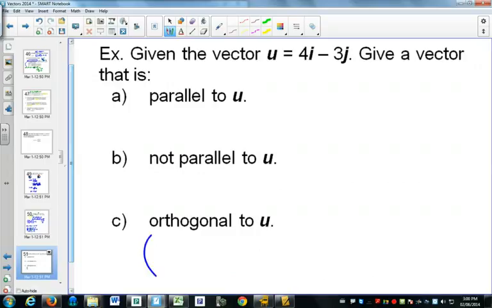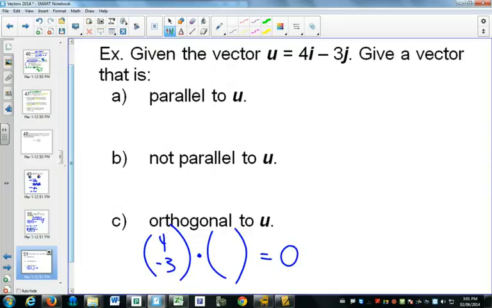We've got 4 and negative 3. You need to figure out something here so that it equals 0. Any suggestions? 2 and 2? Nope. Because 2 and 2 would give me 8 minus 6, which doesn't equal 0. It's close. 2 and 1.5 also will not work.